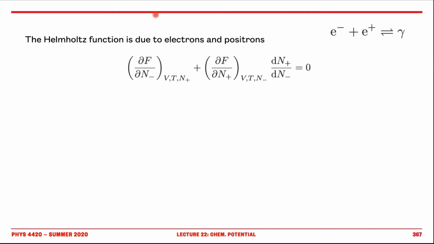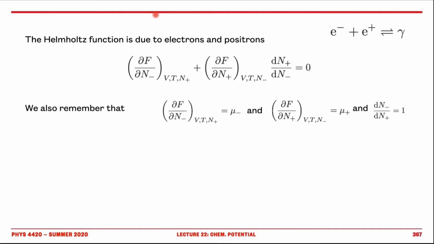We can write this by calculating the total change in the Helmholtz function F with respect to the change in the number of electrons and the number of positrons. We already rearranged the dn plus and the dn minus here, but the point remains that this has to be equal to 0 at equilibrium, as a total change. We've used that kind of equation very often.